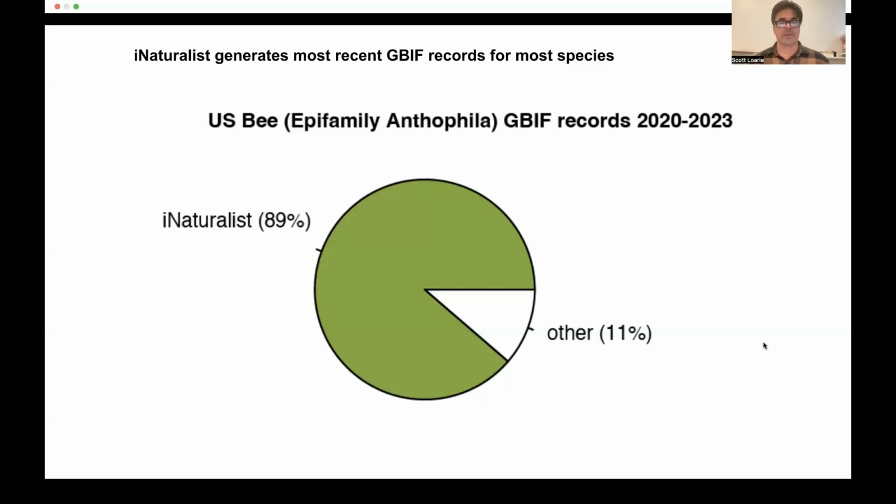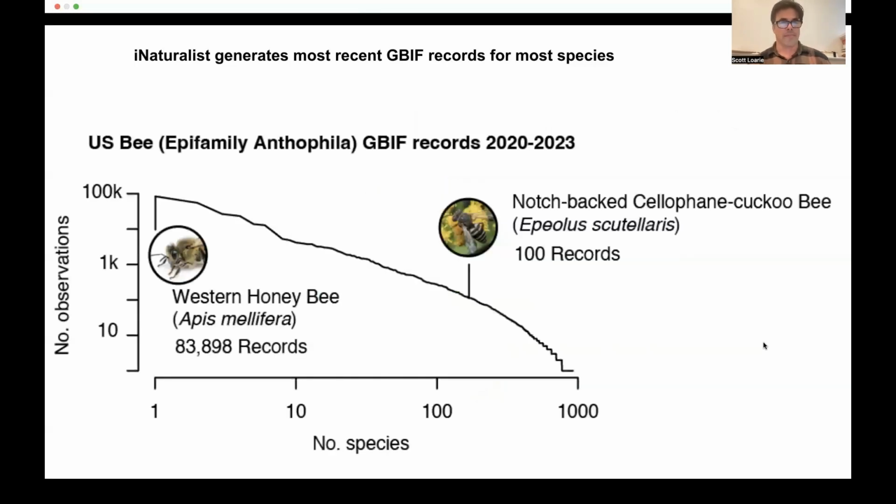If we look at the last 3 years, 89% of all records of bees on GBIF are from iNaturalist. But a lot of people say, oh, sure, these citizen science sites like iNaturalist are great at generating a lot of data, but it's not getting the biodiversity. They're not capturing the diversity of bees that we get from more traditional methods. So I wanted to argue that that's not the case.